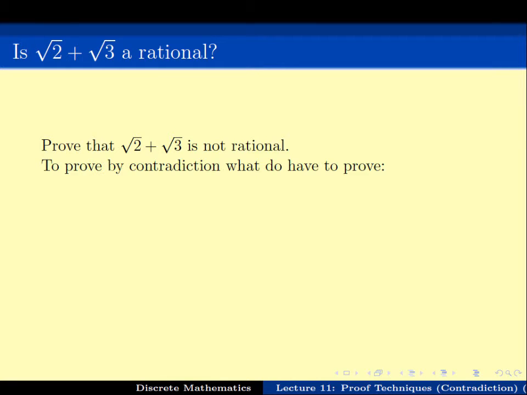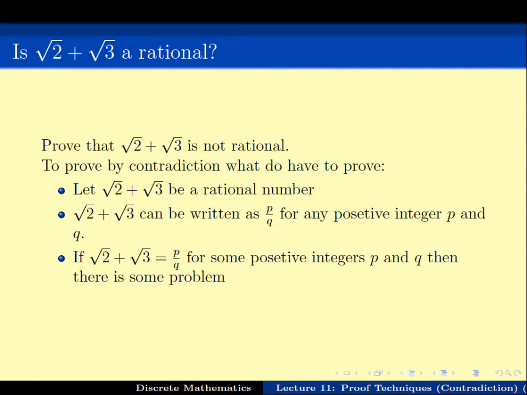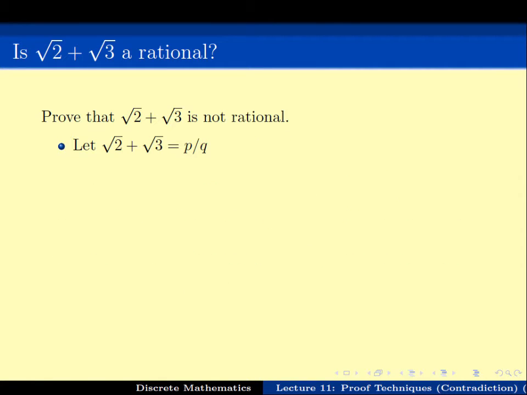So the proof is again by contradiction, and here it is. Say let square root 2 plus square root 3 be a rational number. That is, square root 2 plus square root 3 is p by q for some positive integers p and q. So square root 2 plus square root 3 equals p by q, which means that square root 3 is p by q minus square root 2. If I square both sides, what do I get? I get 3 equals p square by q square minus twice square root 2 p by q plus 2.